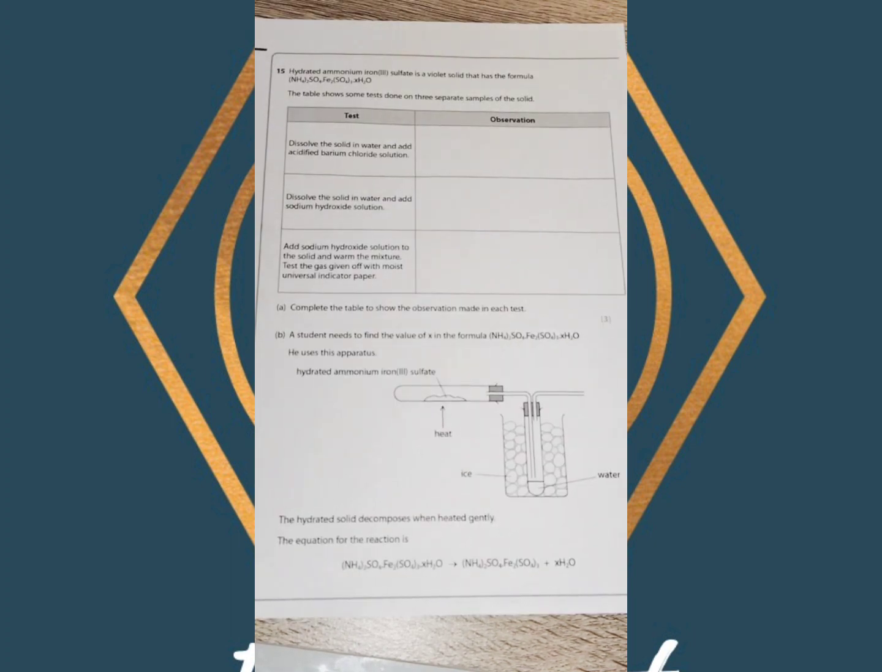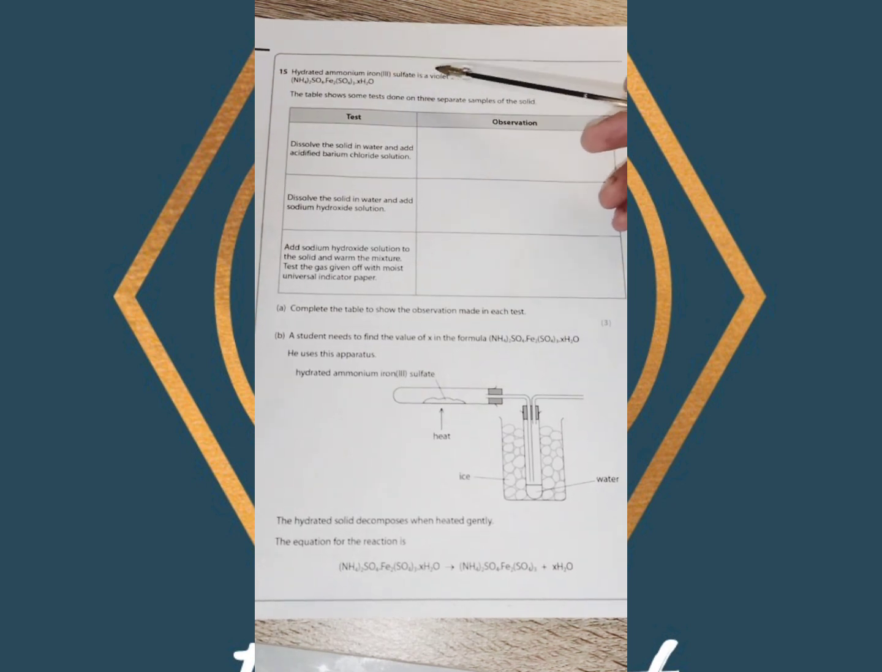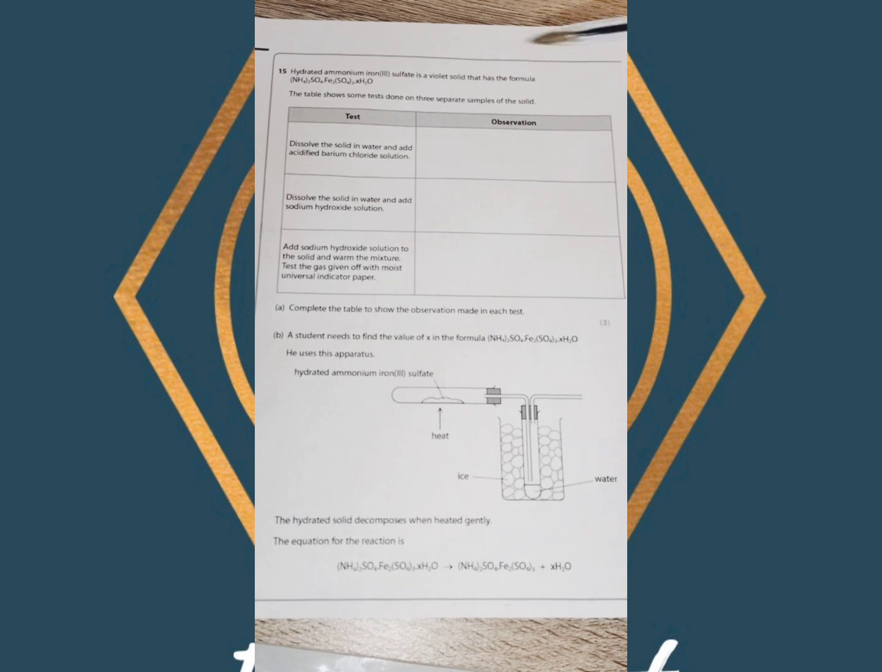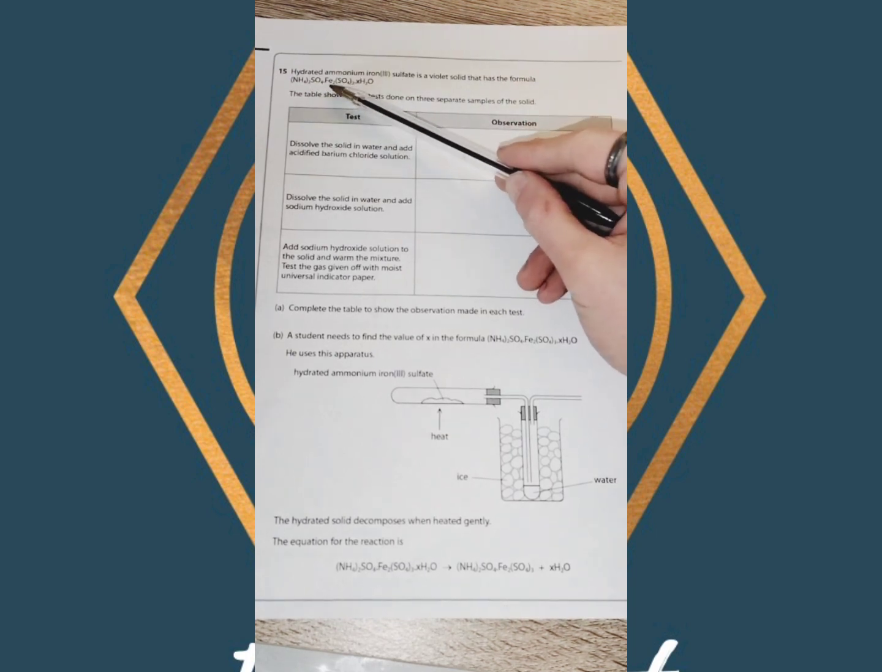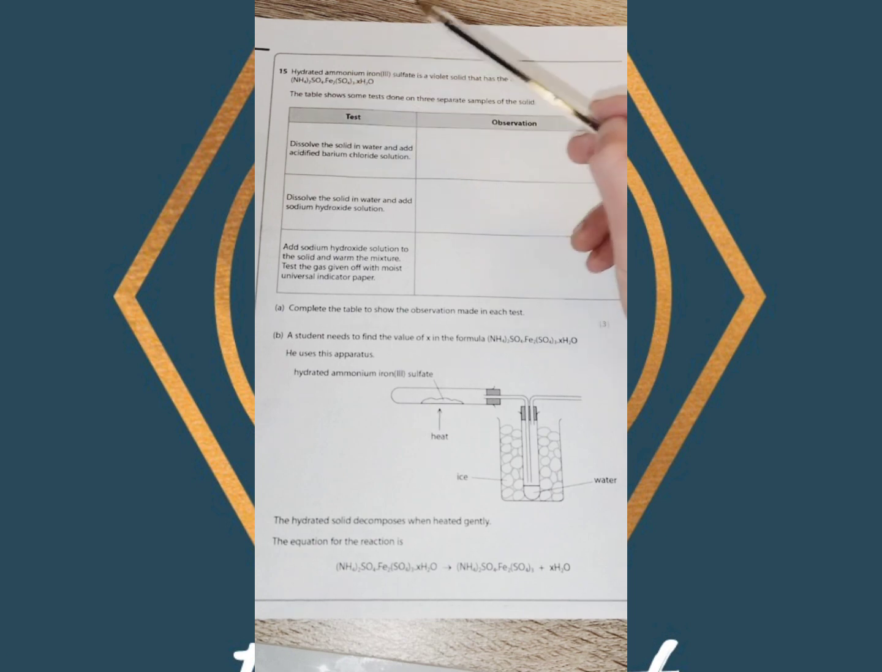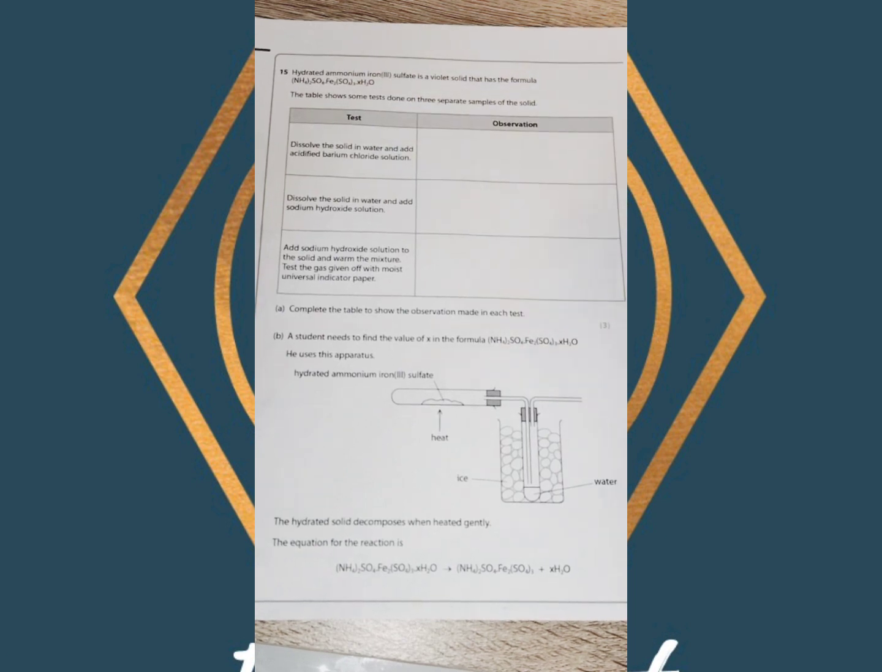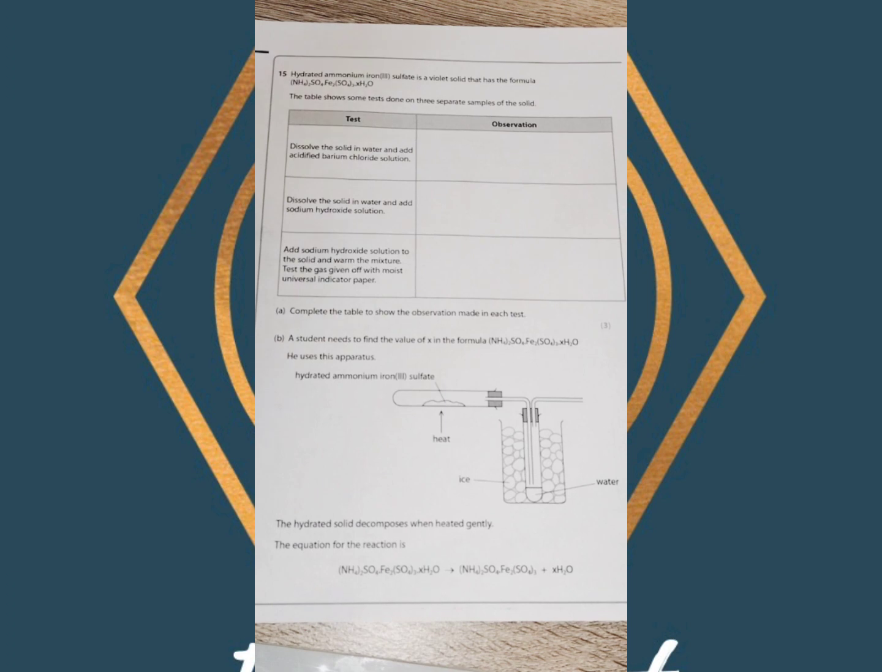Not too bad at all. The final question. Okay, let's do this, people. So, hydrated ammonium iron(III) sulfate is a violet solid with the formula (NH4)2SO4·Fe2(SO4)3·xH2O. Quite a complex formula. Don't worry, just break it into pieces.